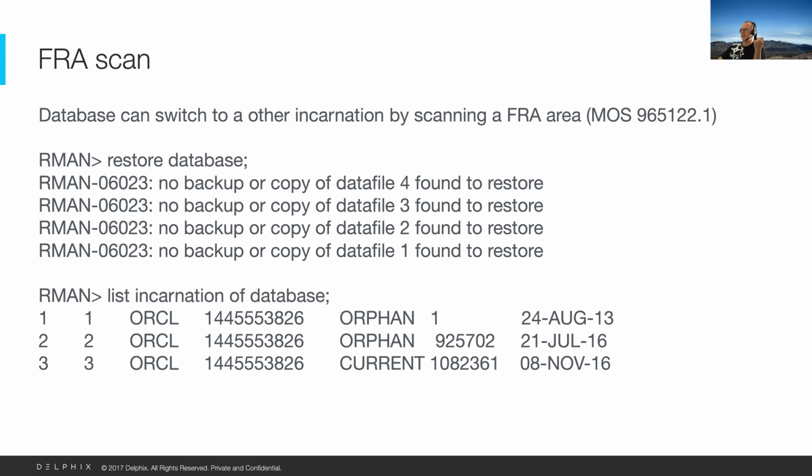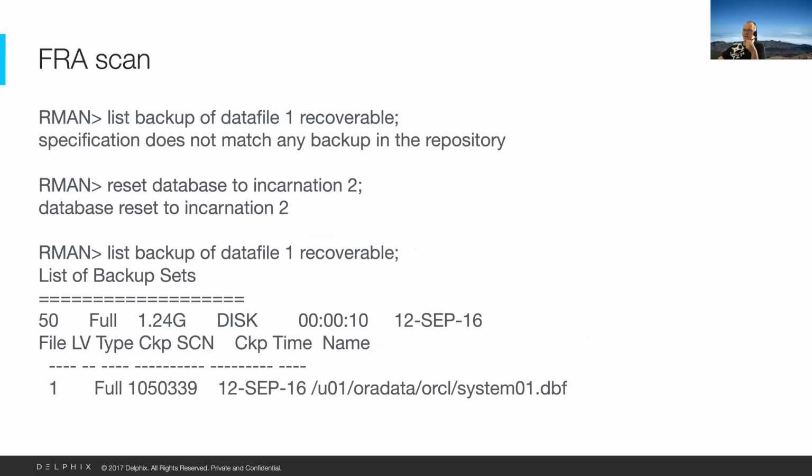There is a My Oracle Support note for that as well. So sometimes you just restore the backup, you run restore database, and you get the information, oh, no backup can be found. You can list the incarnation, and you can switch the incarnation by using the reset database command. For example, on my slide, you can see I list the backups of my system file. I didn't find any. Then I changed the incarnation to a different one, and actually, magically, it found the missing file.